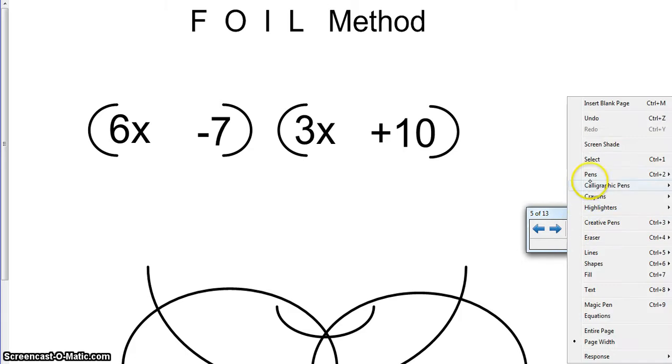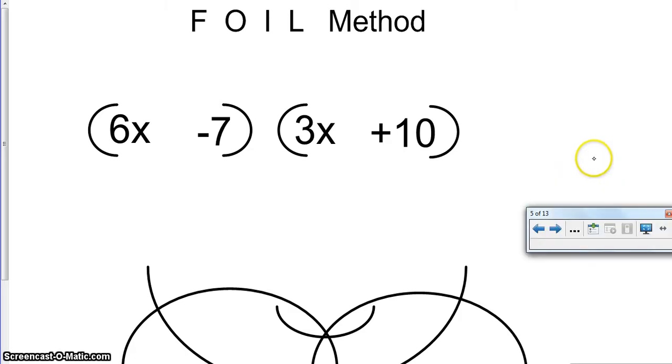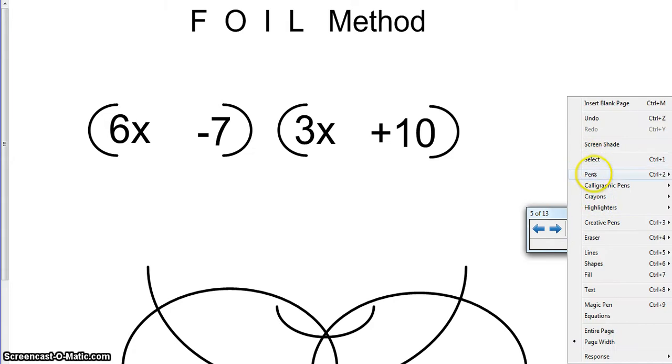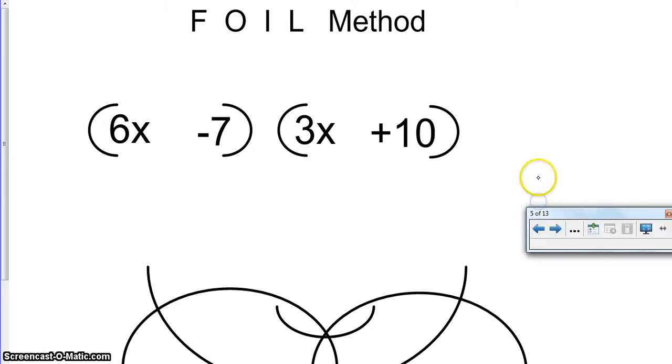Now, I'm sure if your parents are listening right now, they're going, Mrs. Rose, I know the FOIL method. Can't I use FOIL? And yes, you can use the FOIL method if you have a binomial times a binomial. It does not work for anything else, at least at this time.